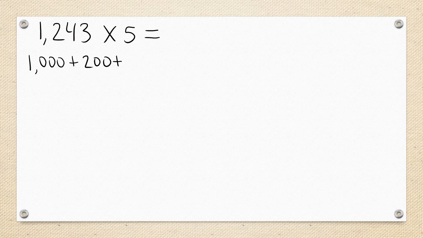Now I'm going to multiply 1,243 times 5 using the area model method. So first I need to expand each factor that is greater than one digit. In this problem, that factor is 1,243. The value of the 1 is 1,000. The value of the 2 is 200. The value of the 4 is 40. And the value of the 3 is 3 ones.